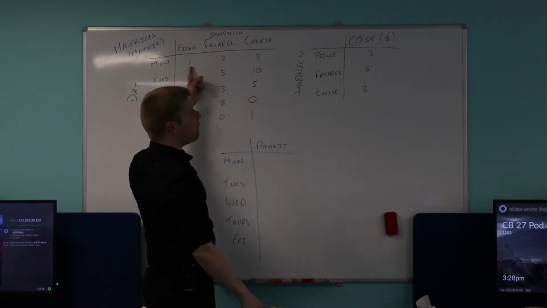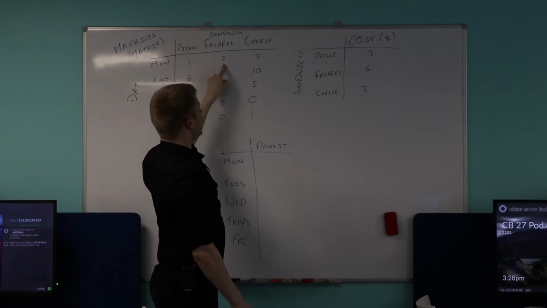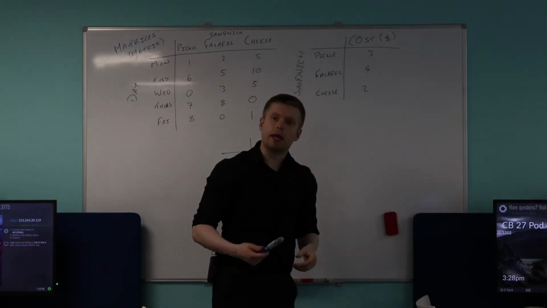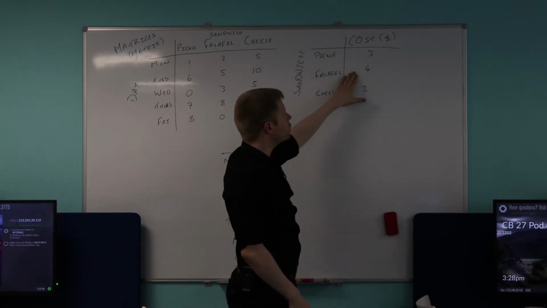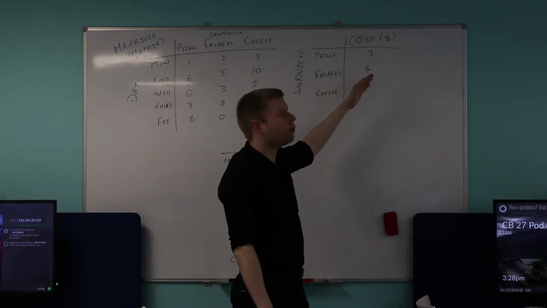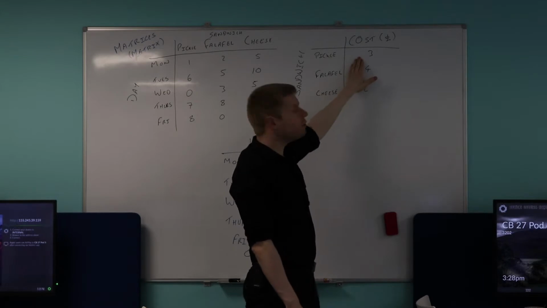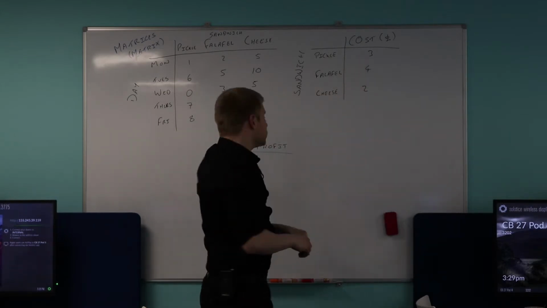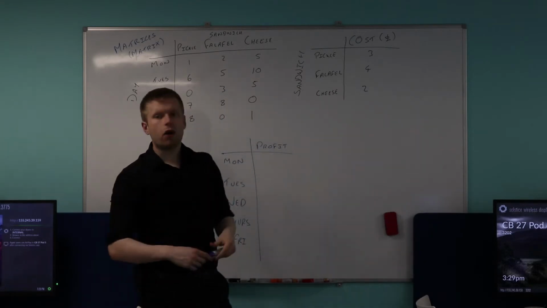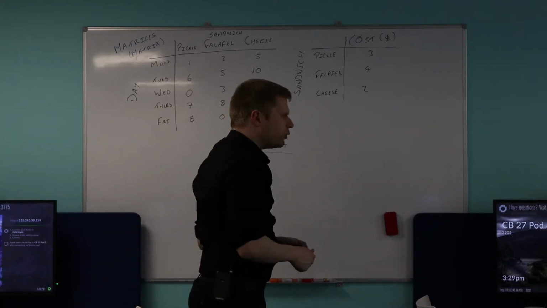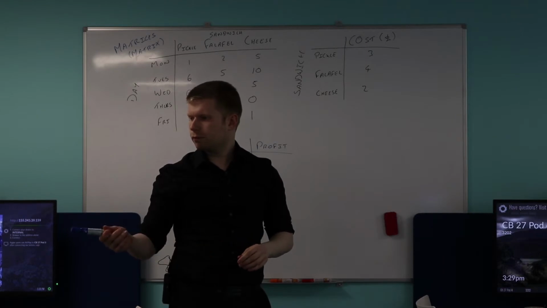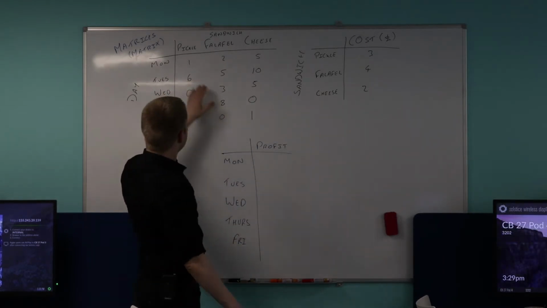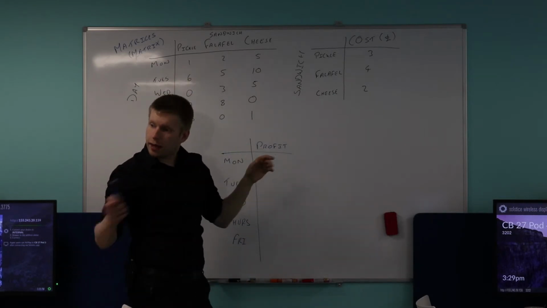We know that there was 1 pickle sandwich sold on Monday, 2 falafel sandwiches sold on Monday, and 5 cheese sandwiches sold on Monday. And we also know the relative costs of each of those. So let's presume these costs are in pounds. So pickle cost £3, falafel cost £4, and cheese cost £2. So if I want to work out the total amount of money that I took on Monday, how would I do that? You need to multiply each sandwich with the cost. Absolutely. And then add them all together.